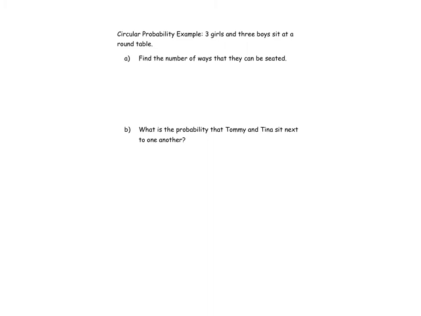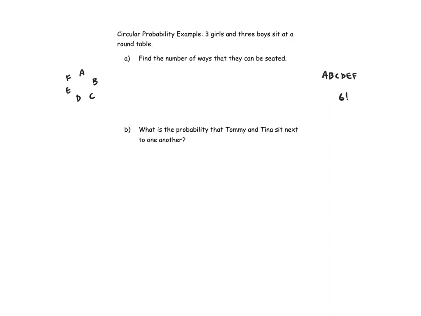Okay, the idea of circular probability comes up in this example. I'd like to talk about that. So this question is going to differ entirely from that of a linear probability, and I'll explain in a moment. So 3 girls and 3 boys sit at a round table. Let me use letters for those boys and girls: A, B, C, D, E, and F. There's our round table. It's going to be very different than a linear orientation. How many different ways could the kids sit at this table?